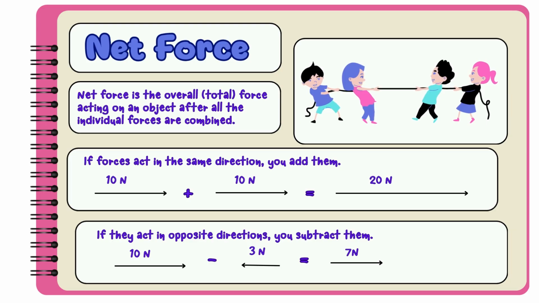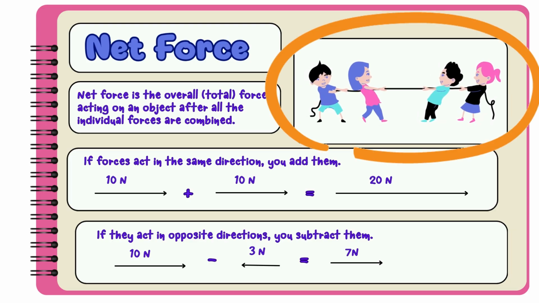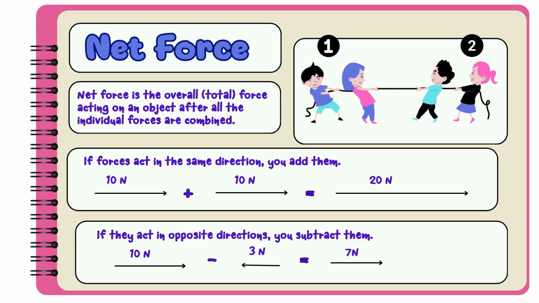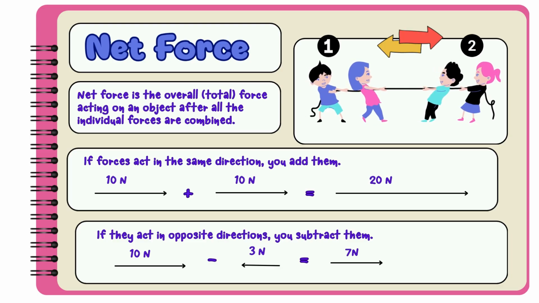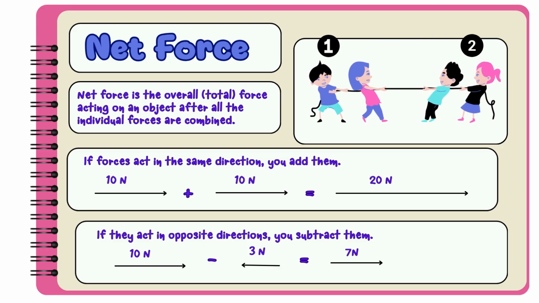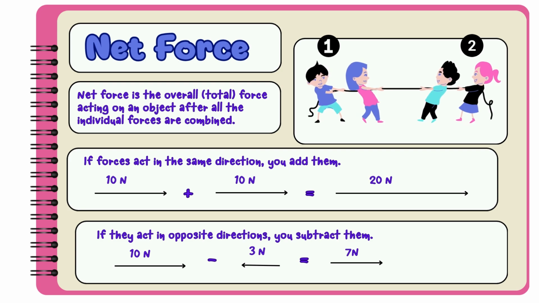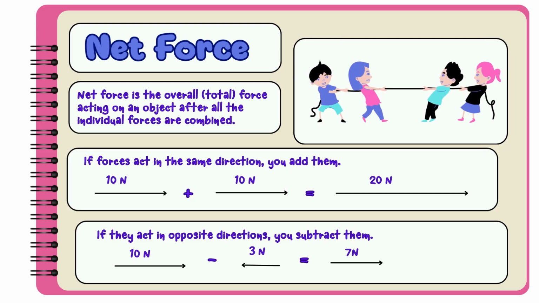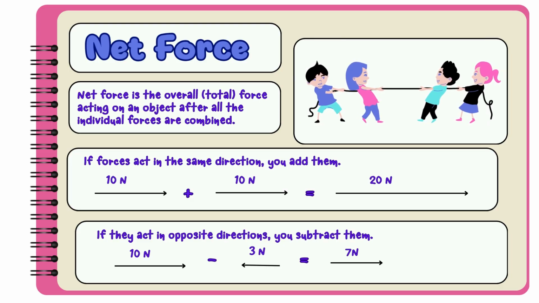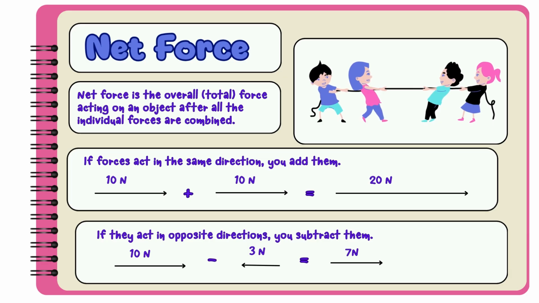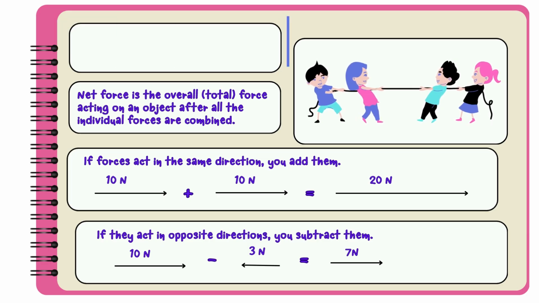We can use this tug of war image as an example, and we can see as two teams pull in opposite directions, the net force depends on how strong each team is. If the forces are equal, they cancel each other out, resulting in zero net force, and the forces are balanced. We can point to the examples provided to show how the net force is calculated by adding and subtracting.